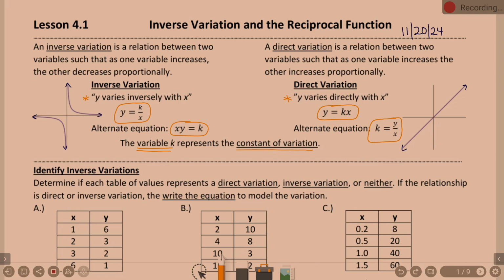In this first section, we're going to talk about identifying inverse variations. So we're going to look at each table of values, and we're going to decide, is it an inverse variation? Does it represent a direct variation? Or you get the neither option also. If it represents direct or inverse, we're going to write the equation. Now, I'm going to refer to our alternate equations on these a lot, because if it's inverse variation, all my x's and y's will multiply to be the same number. If it's direct variation, all my x's and y's will divide to be the same number.